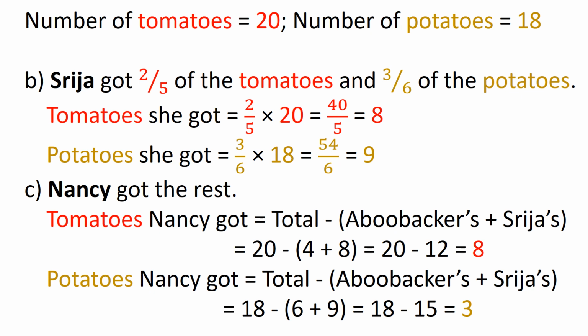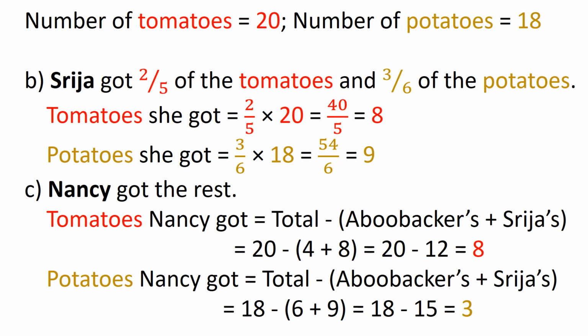Potatoes she got will be 3 upon 6 into 18 equal to 3 into 18 upon 6, which is equal to 54 upon 6 equal to 9. So Srija got 8 tomatoes and 9 potatoes. Nancy got the rest. Let us now calculate how much did Nancy get.